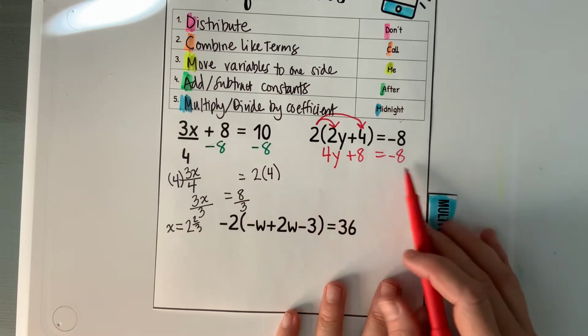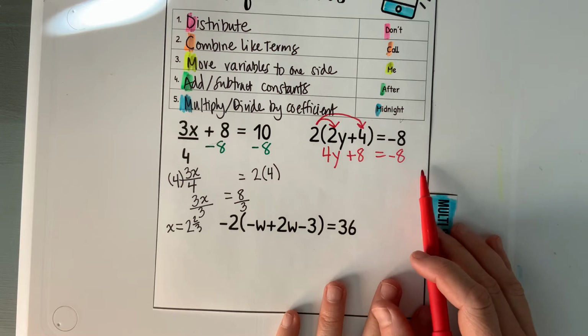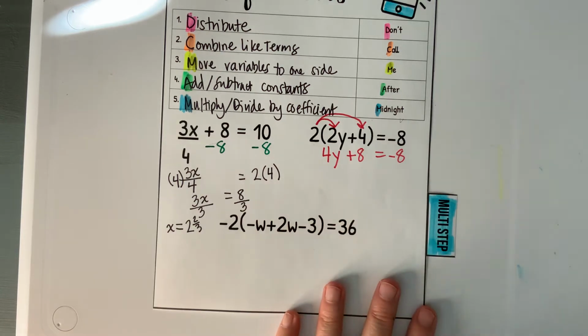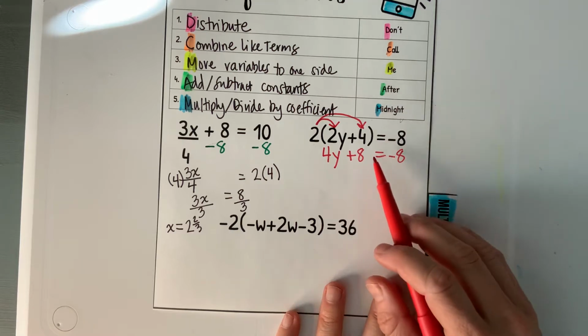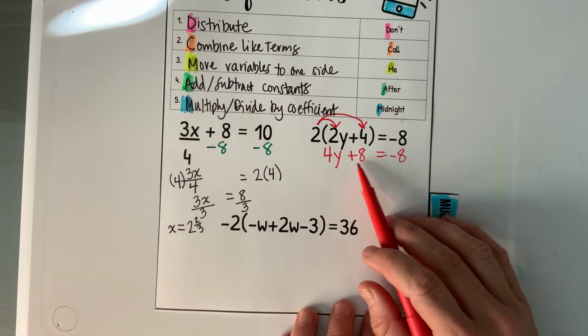So I'm going to check over here. Do I have any y's over here? Nope, I don't. So I'm all set there. And now I'm going to add or subtract by my constants. So right now I have a plus 8.